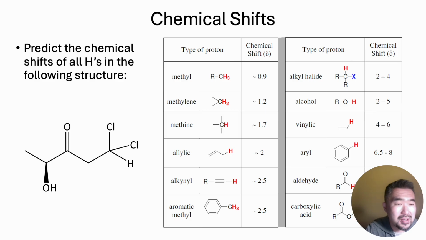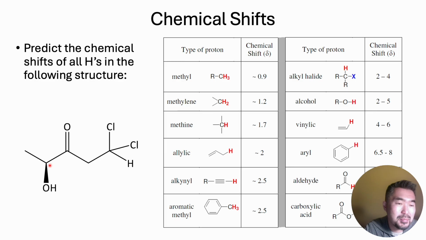Let's see if we can predict the chemical shift of all the protons present in this molecule. Let's start from the left side. So this is a methyl group. Remember, the base for methyl is about 0.9, and it's not attached to any drastic functional group, any functional group at all, this methyl group.